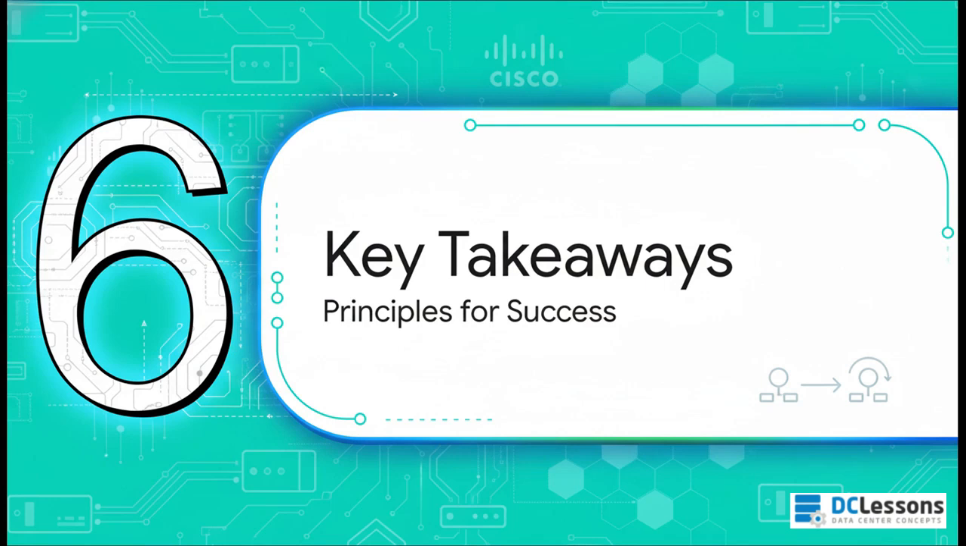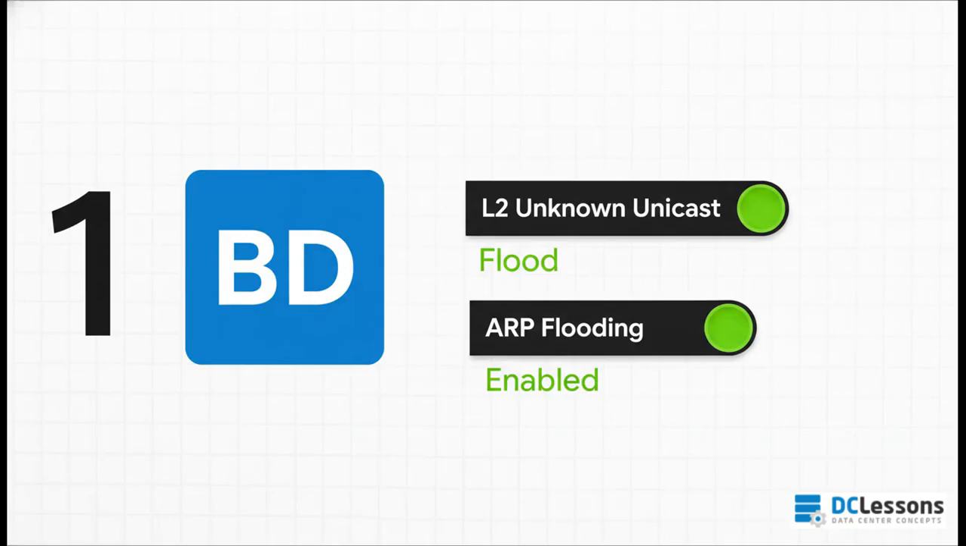All right, that was a ton of information, I know. So before we wrap this up, let's just boil it all down to the most important design principles: the key takeaways you absolutely need to remember to have a successful, stable, and loop-free integration. First things first, flooding. For any bridge domain that's going to touch an external switch network, you must override the defaults. Set L2 unknown unicast to flood and enable ARP flooding. This is your non-negotiable first line of defense against those nasty traffic black holes.